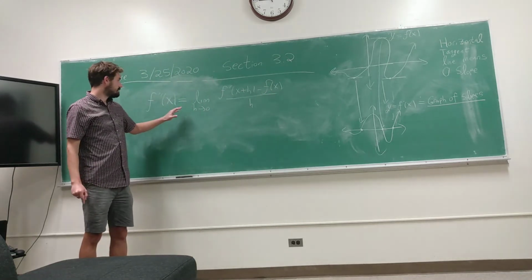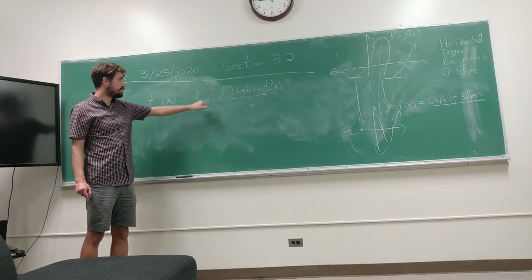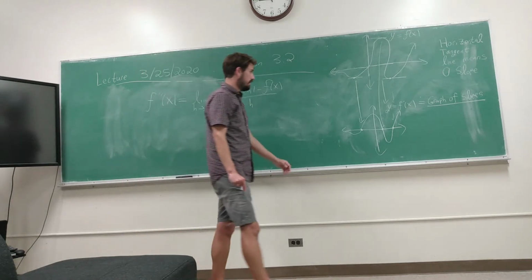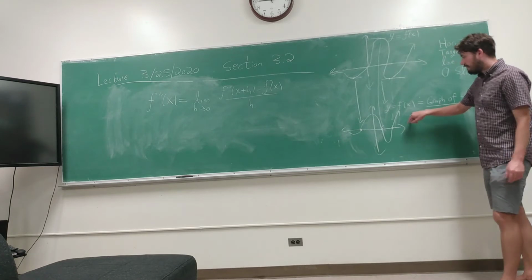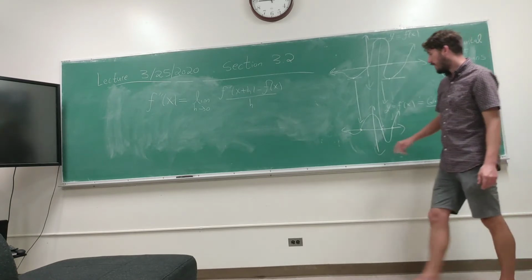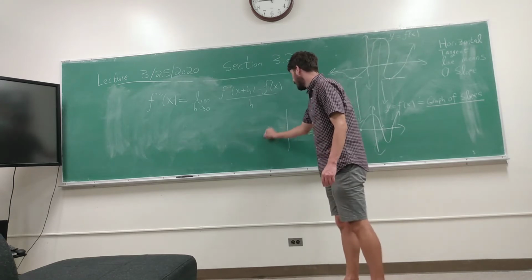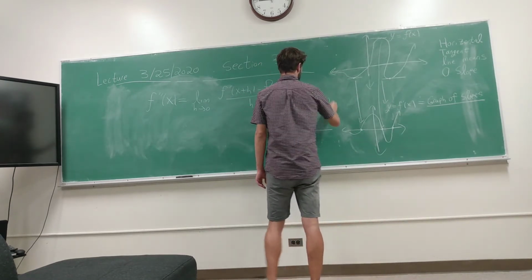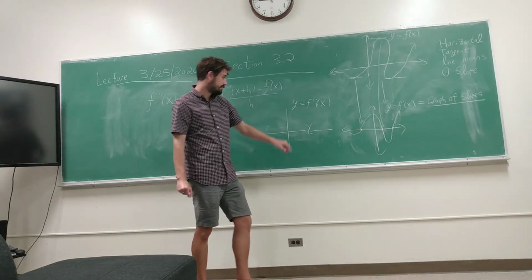f double prime of x, the second derivative, written with 2 primes instead of 1, is the limit as h goes to 0 of f prime of x plus h minus f prime of x, all over h. So notice here we have the graph of f prime. We could also, if we wanted, graph the derivative of that. So that'd be the slope of this derivative function.